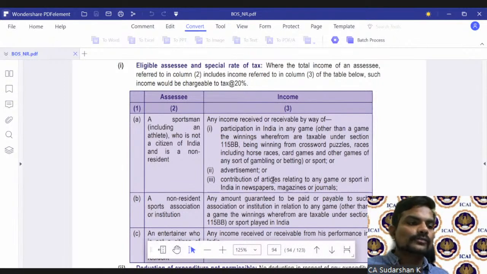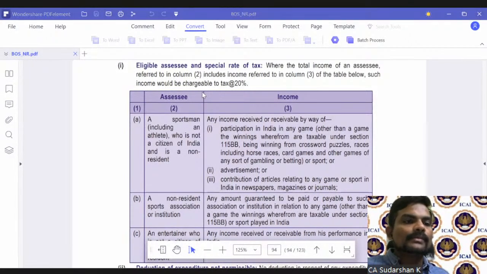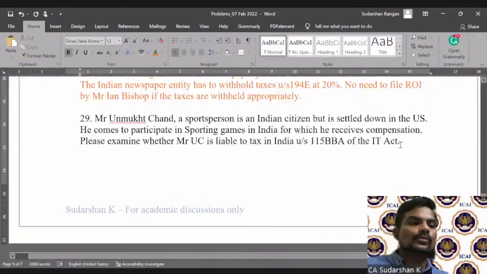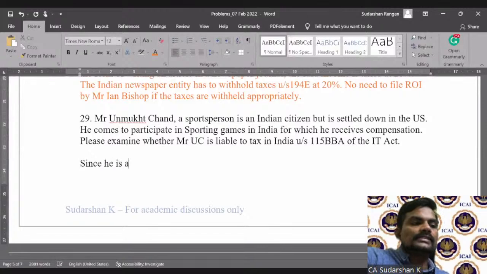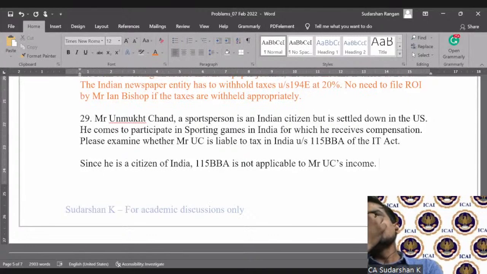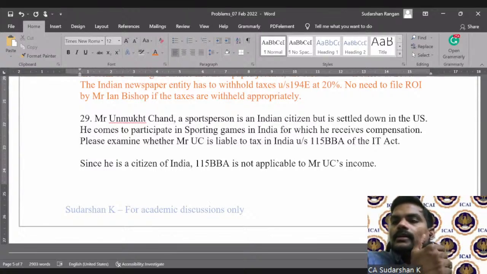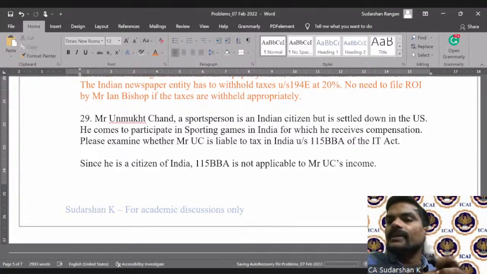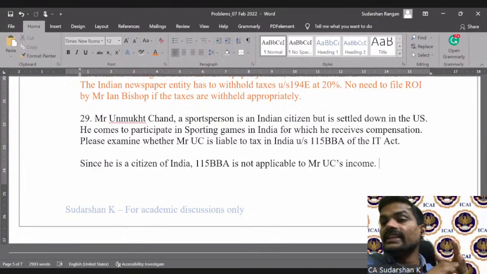So therefore, in the given case of Unmukh Chand, 115 BBA won't trigger, since he is a citizen of India. 115 BBA is not applicable to Mr. Unmukh Chand's income. So in that case, sometimes it may also augur well, because it may become professional services. So section 195 may come, and you may have to withhold taxes only at 10% under section 195.